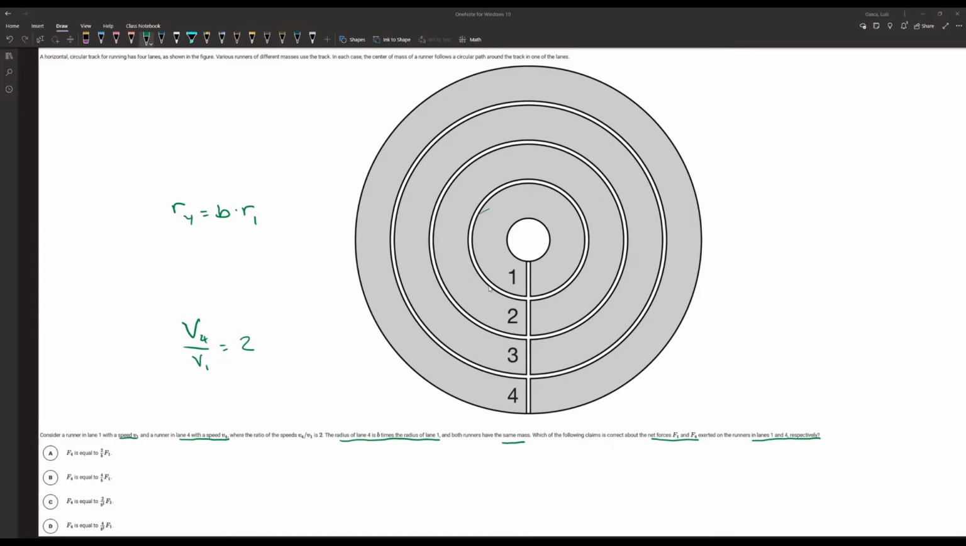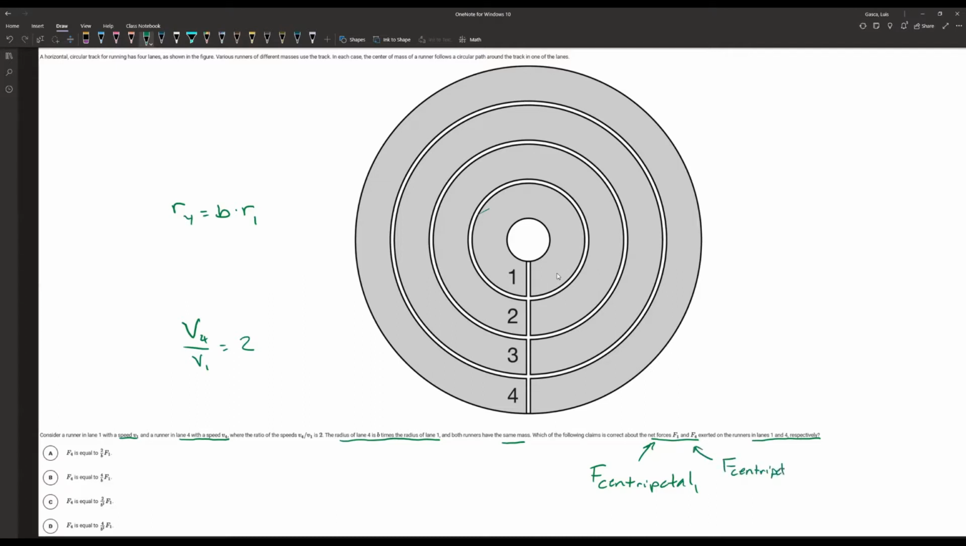Okay. So let's go ahead and take a look at this one here. They're asking about a statement involving the net force on runner 1 and runner 4. In either case, these are net forces and we're moving around in a circular path. What is the case is that the net force that causes us to move around in a circle is called the centripetal force. So this is really asking about how the centripetal force on runner 1 compares to the centripetal force on runner 4.